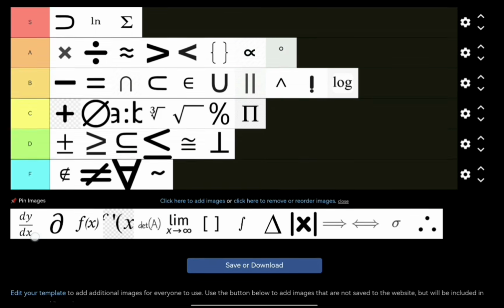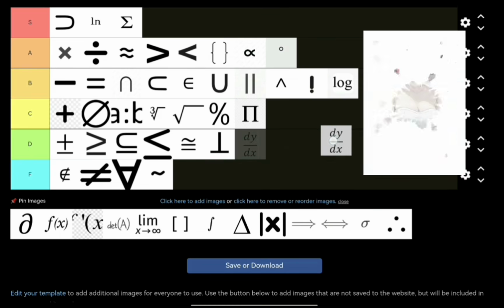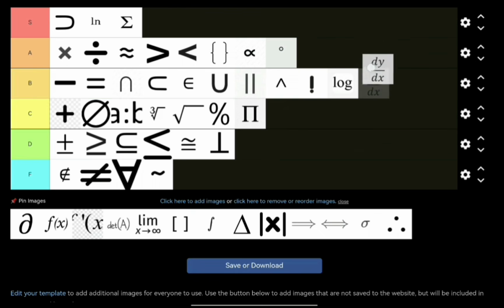dy by dx, this is like the perfect woman, right? You imagine yourself with her in 20 years. It was love at first sight, basically. I'll say S tier. Very cute.